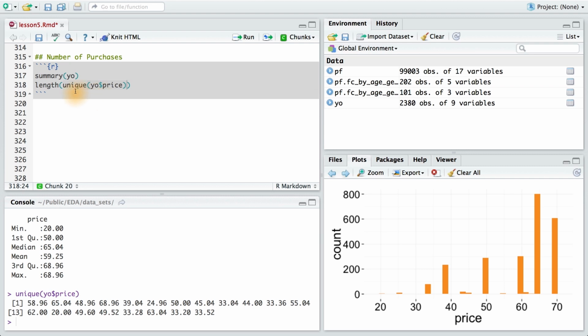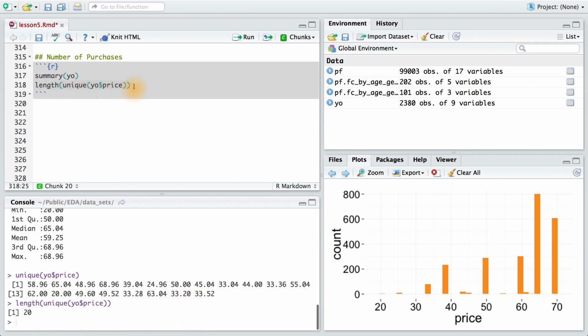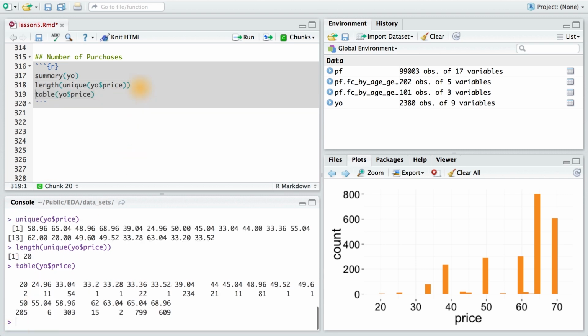We could also see this discreteness by looking at how many distinct prices there are in the dataset. So here it looks like there's about 20 different prices. Tabling the variable, we get an idea of the distribution like we saw in the histogram.